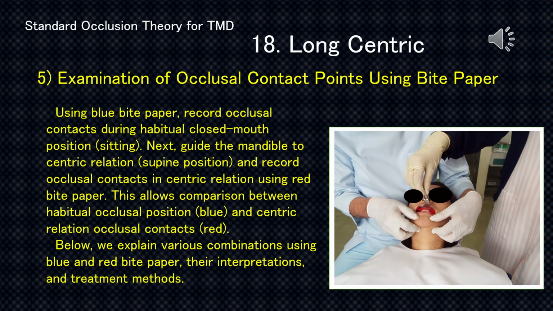5. Examination of occlusal contact points using bite paper. Using blue bite paper, record occlusal contacts during habitual closed mouth position sitting. Next, guide the mandible to centric relation supine position and record occlusal contacts in centric relation using red bite paper. This allows comparison between habitual occlusal position (blue) and centric relation occlusal contacts (red). Below, we explain various combinations using blue and red bite paper, their interpretations, and treatment methods.